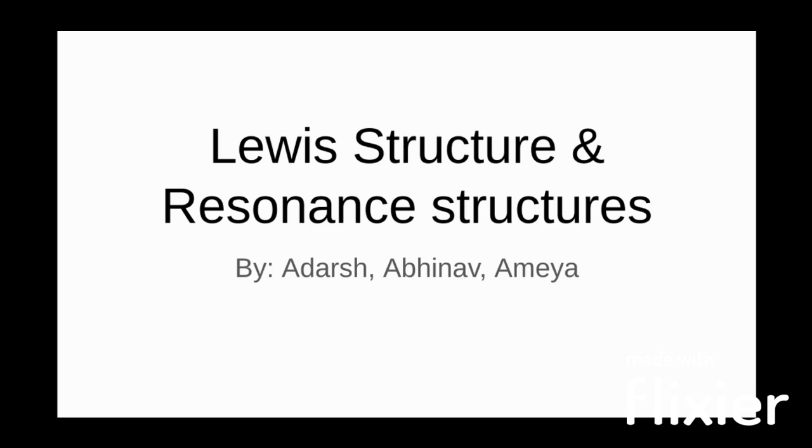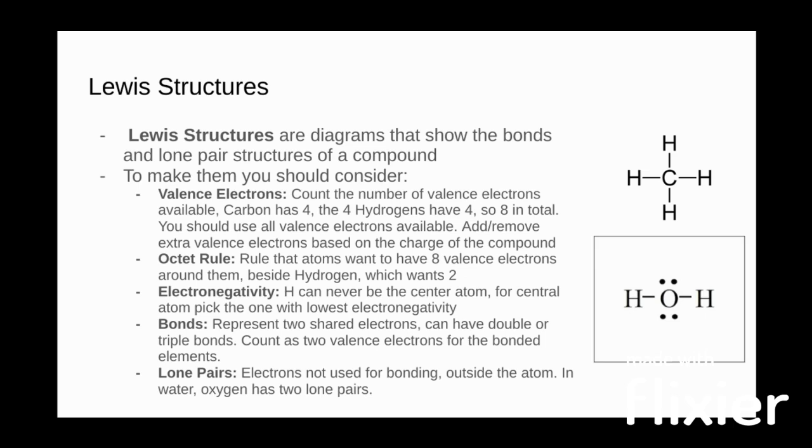Lewis structures and resonance structures by Adarsh, Abhinav, and Amir. Lewis structure diagrams show the bonds and lone pair structures of a compound. To make them, you should consider the valence electrons. You count the number of valence electrons available.